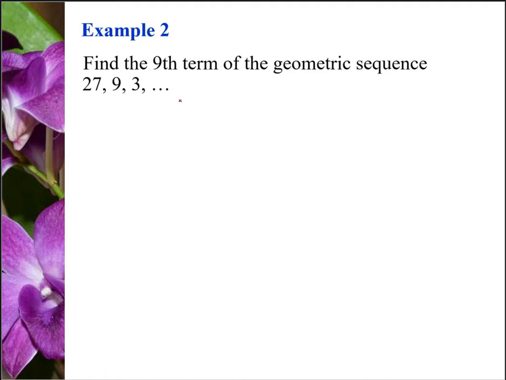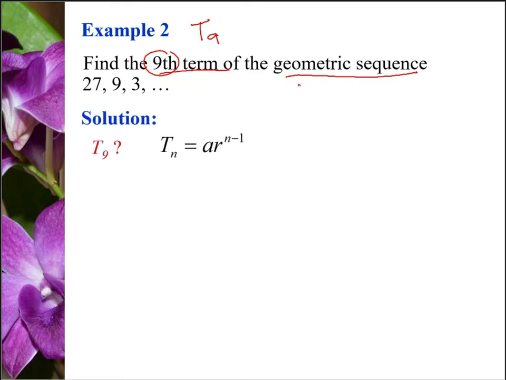Next, find the nth term of a geometric sequence. Nth term here means the capital T and then the ninth term. The question also mentioned that this is a geometric sequence. That means we already know what formula is involved in this question. Just write down the formula, and then we know the n here is 9. Our A is just the first term, which is 27. And our R is the common ratio. You can find it by dividing the second term by the first term, and you will get 1 over 3.